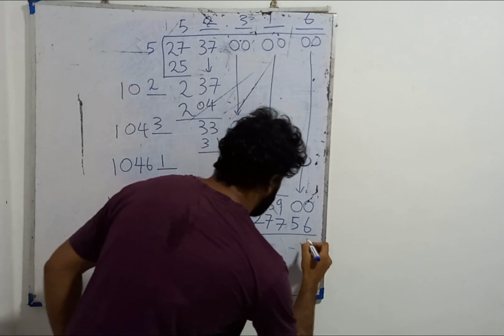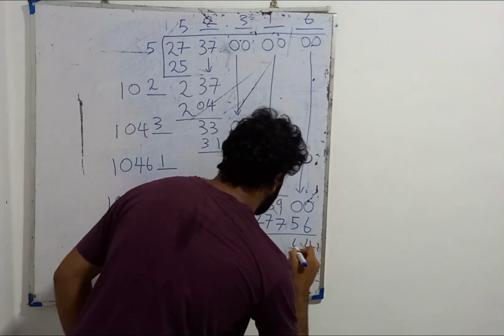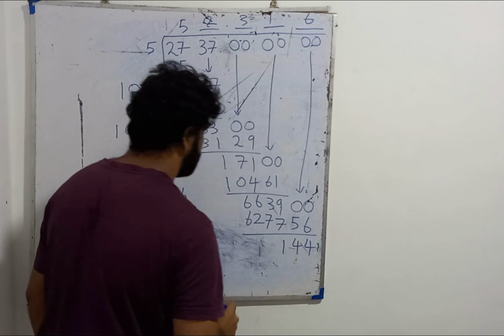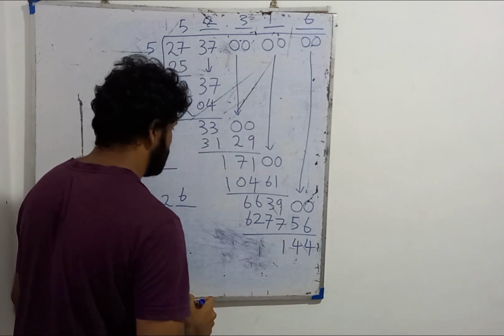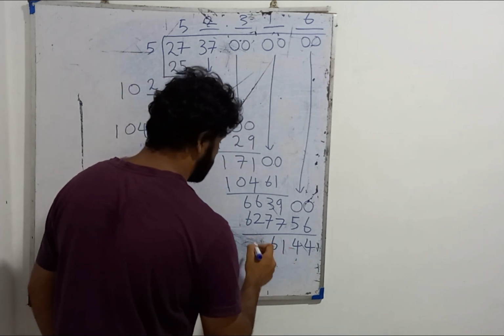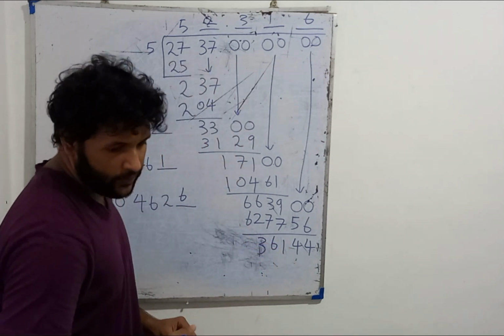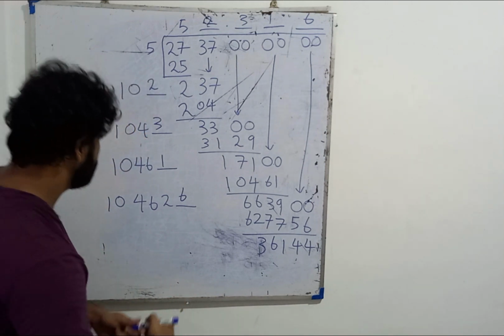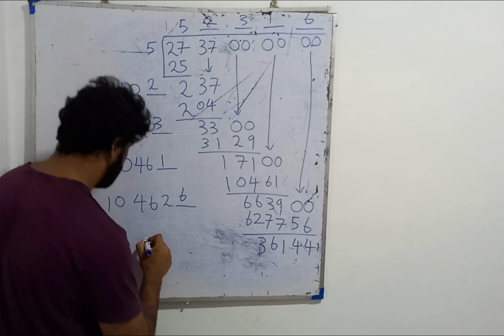Yeah, let's take the remainder. 4, 4, 1, then 6, 3, right? 3, 6, 1, 4, 4. Finally, 2737.